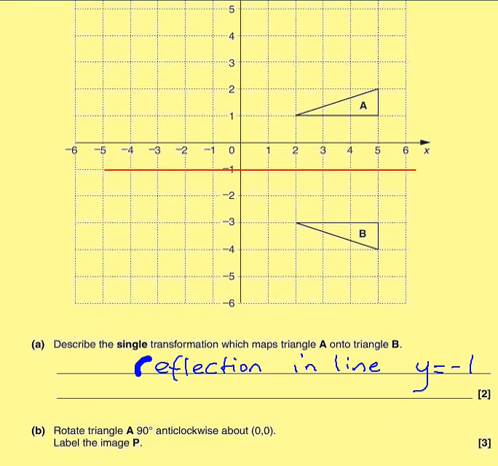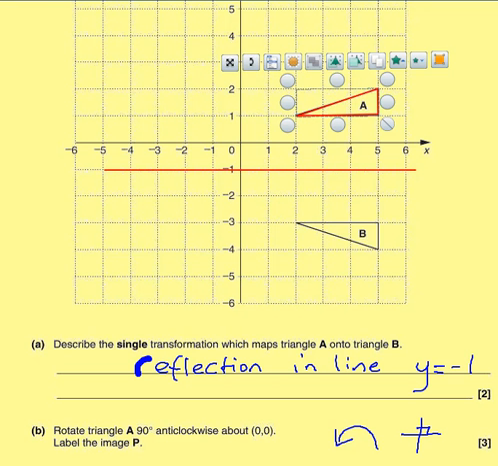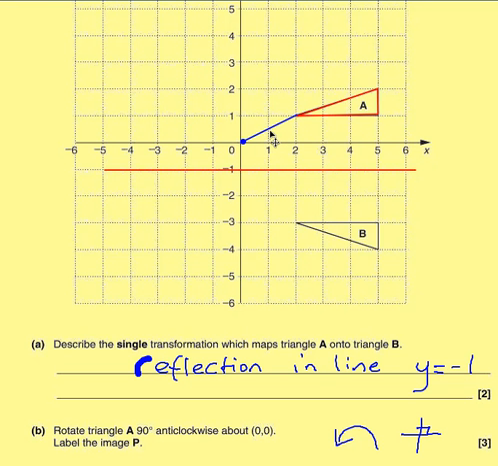Now part B says rotate triangle A 90 degrees anti-clockwise. So anti-clockwise is that direction, the opposite direction to where the clock turns, and 90 degrees is 1/4 of a turn. So 90 degrees anti-clockwise. So we need first, with our tracing paper, we would draw our triangle A. Okay, we would then connect triangle A to the origin 0, 0.